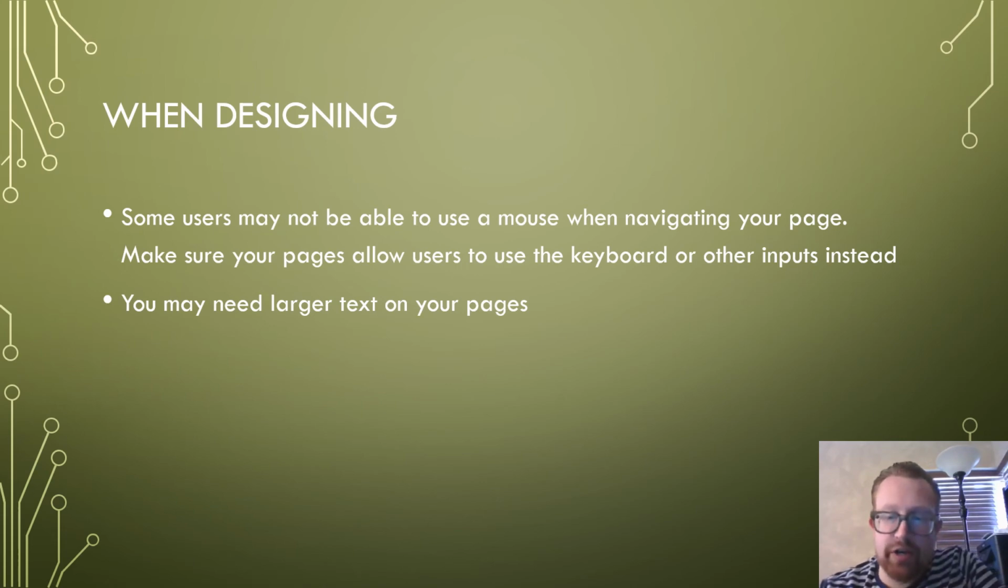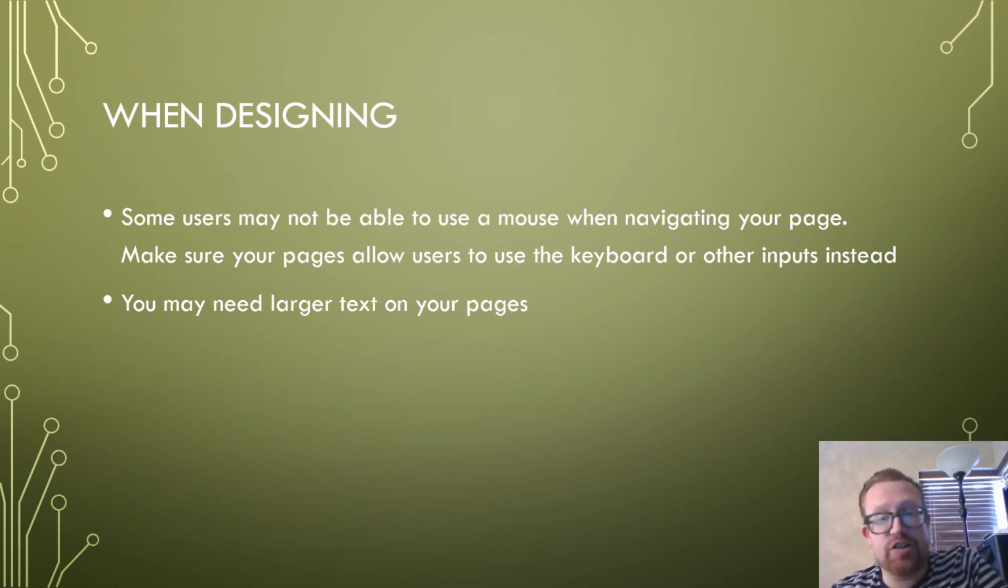So when you are designing, of course, the whole focus of this course too, we've always touched back on users with disabilities, people who need to be able to access the web pages that you create and design. So some users may not be able to use a mouse when they're navigating your page. Make sure your pages allow users to use the keyboard or other inputs instead. That's something that GUI editors don't always necessarily include whenever you are designing, so you need to be very careful.